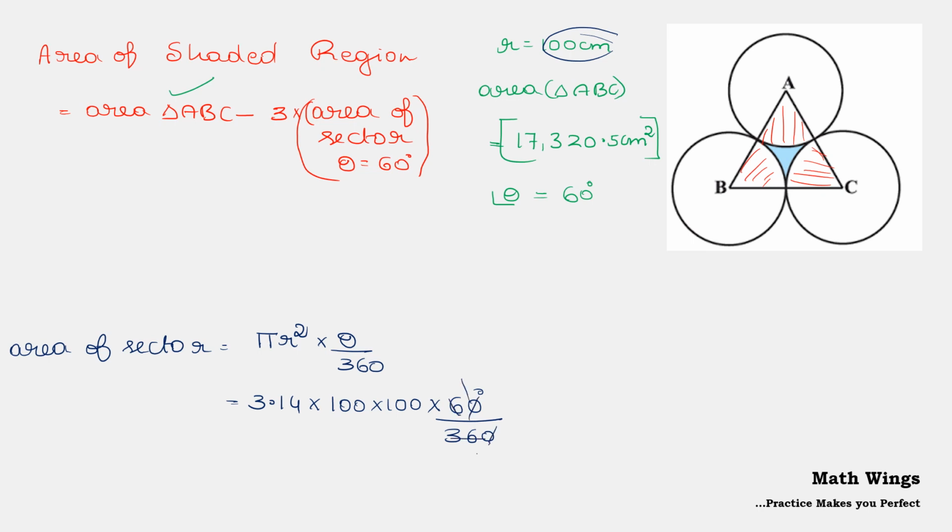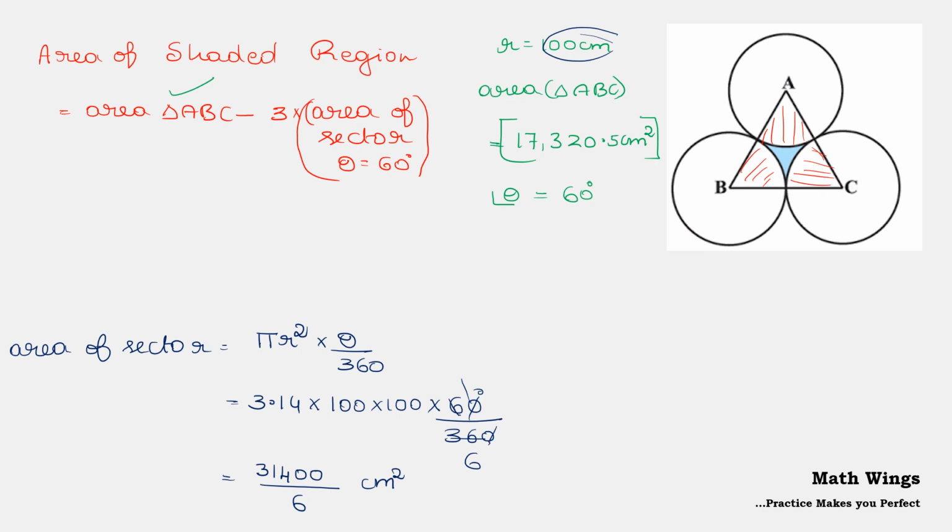6 ones are 6, 6 sixes are 36. Next, what will we get when we simplify? We'll get 3.14 into 100 is 314. That into 100 is 31400 divided by 6. And that's the area of the sector. Therefore, we can write it as centimeter square.